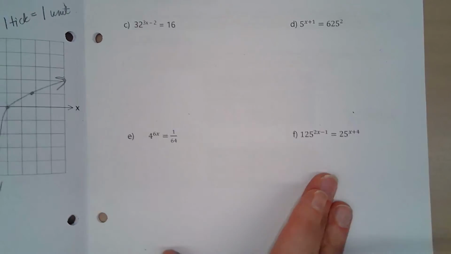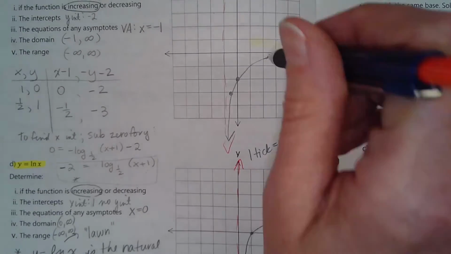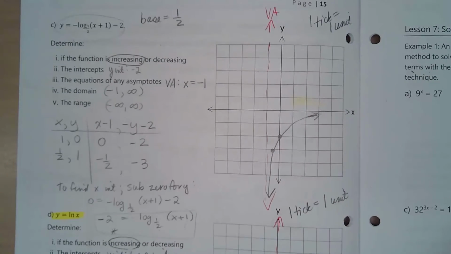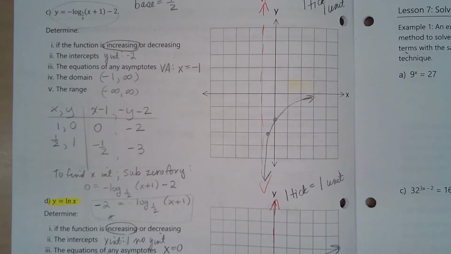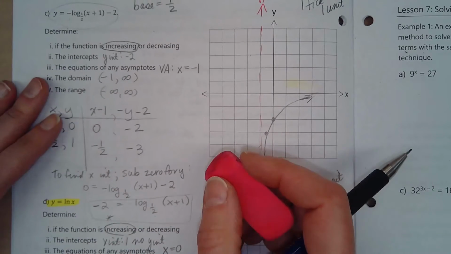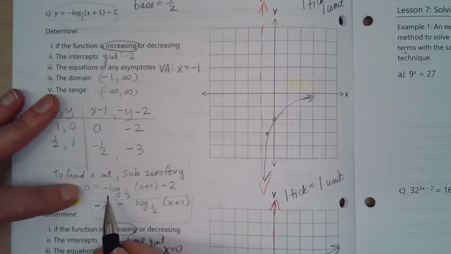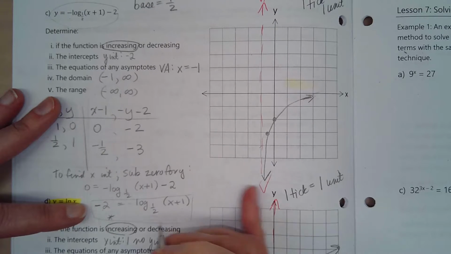Before I give you this hand-in assignment to work on, let's go back to this question. We were stuck here finding the x-intercept on page 15, right? So we replaced y with 0. We moved the 2 over. Sorry, that would be a +2, right? We moved the 2 over, divided by a negative number. So we're left with negative 2 equals log base 1/2 of x plus 1.